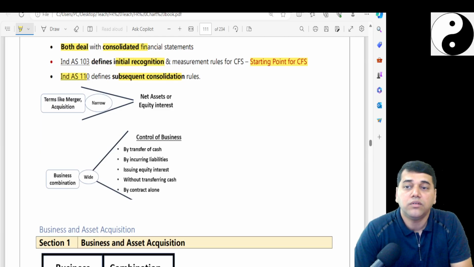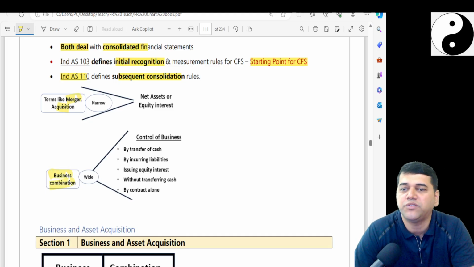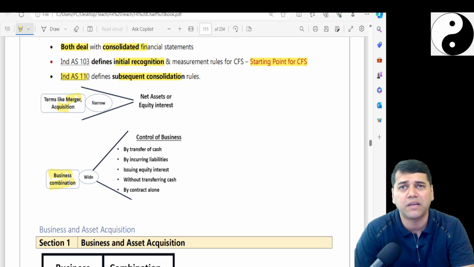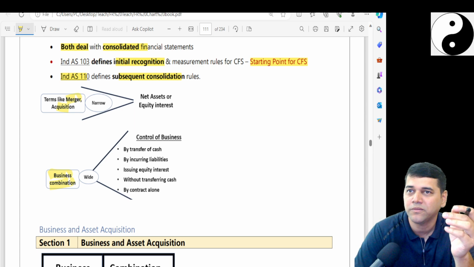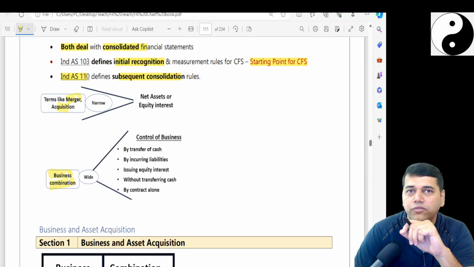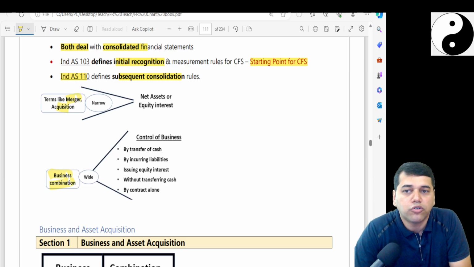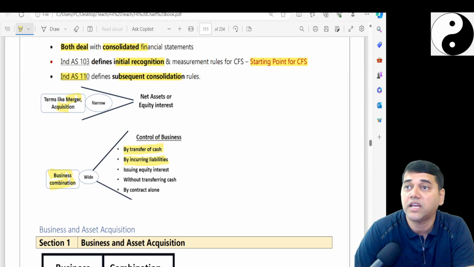Now, terms like merger and acquisition are very narrow, because they go with net assets, equity interest and all. But today, business combination is very wide. They have used this terminology rather than merger, acquisition, amalgamation. In the accounting standards we studied, the term amalgamation came up, but this standard doesn't use it, because they understood how people are going to fool. You know how to control a business: you can control the business by transfer of cash, a straightforward case, or by incurring liabilities. What is this incurring of liabilities?